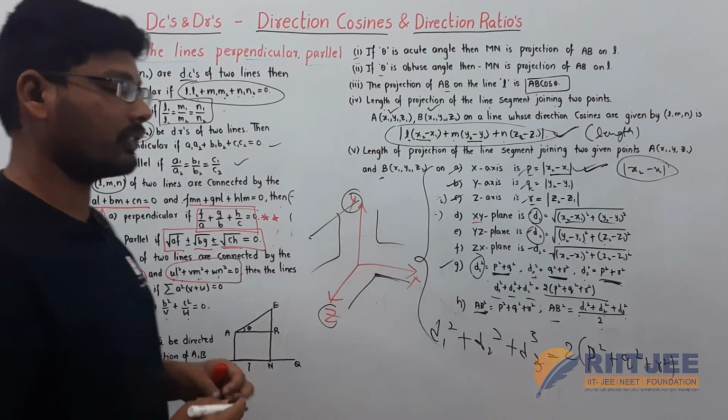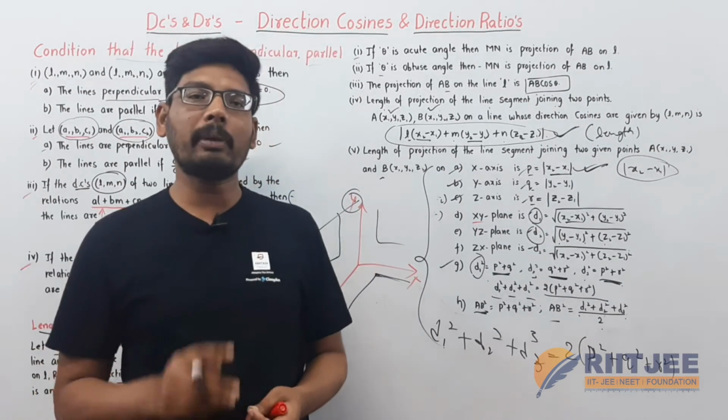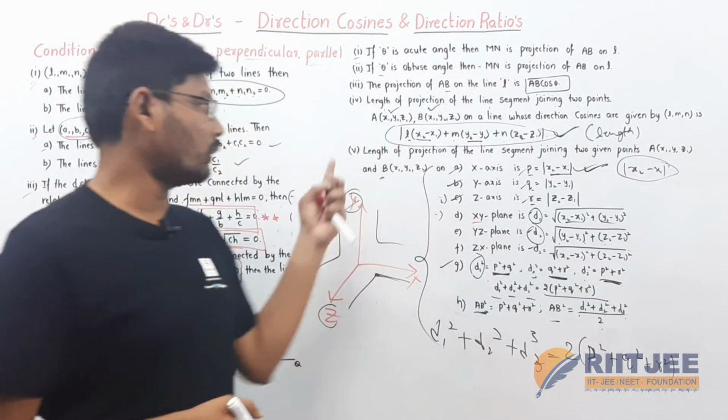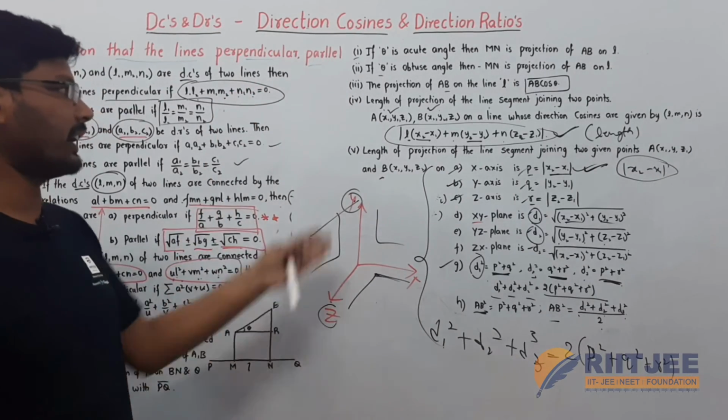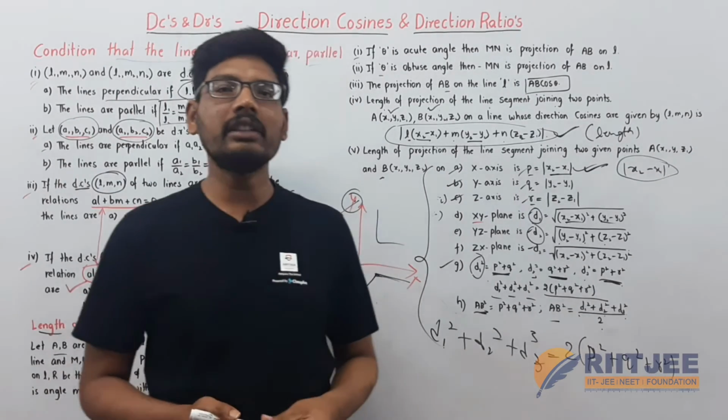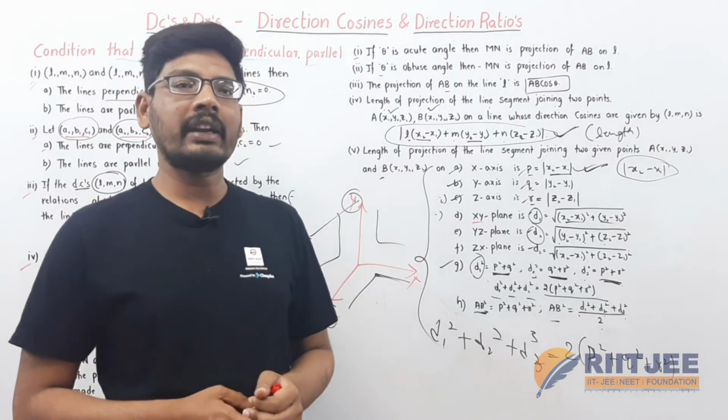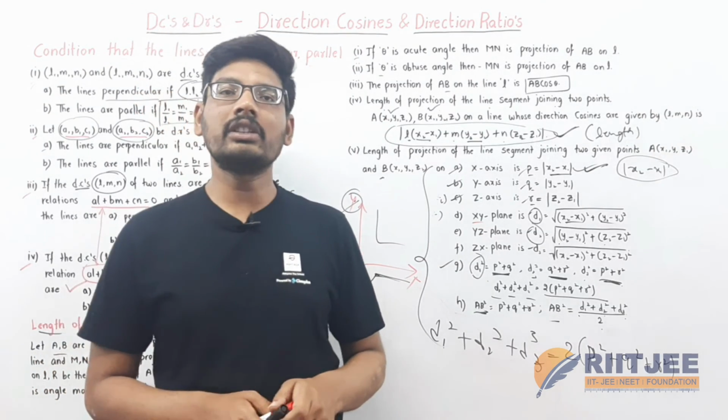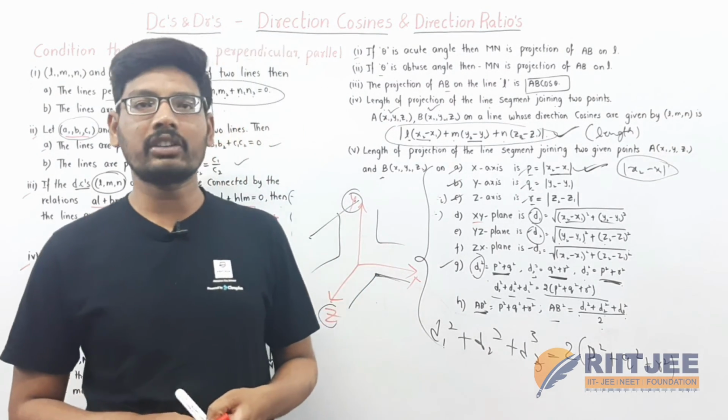This is all about the condition for two lines being perpendicular or parallel. These are the two conditions we have. Here we have 4 points and here we have 5 points, and this is all about the topic direction cosines and direction ratios. This is all about the chapter direction cosines and direction ratios.